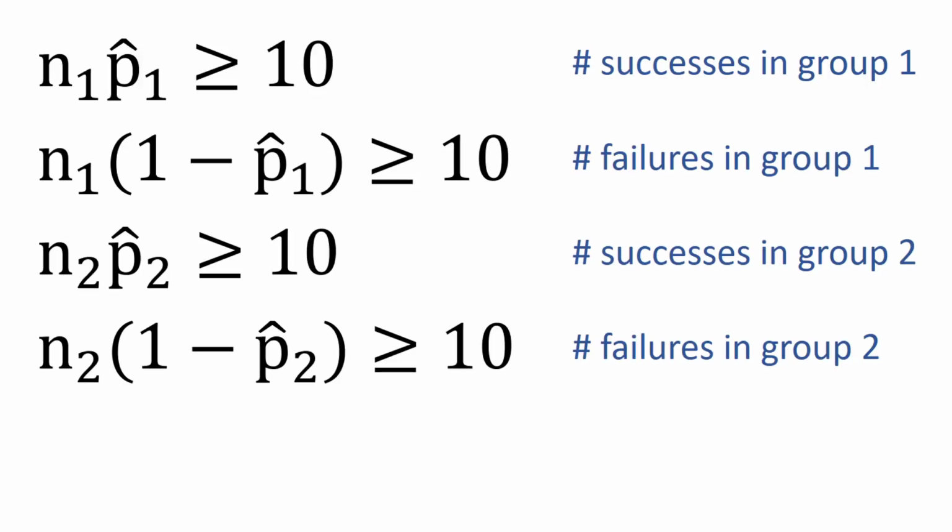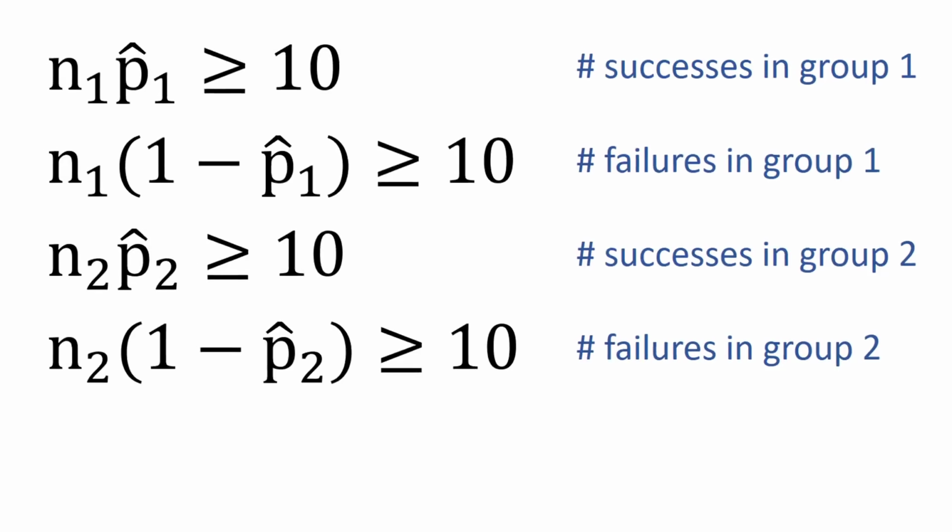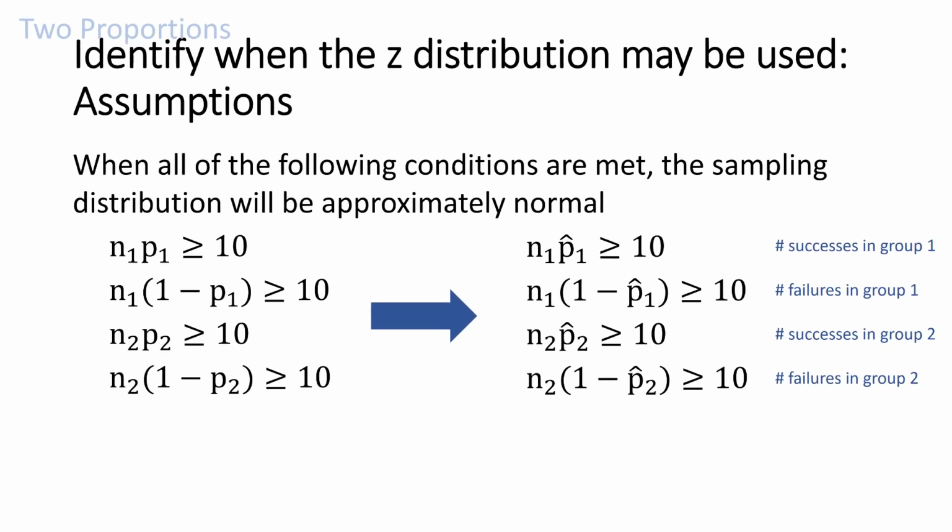So in order to approximate the sampling distribution with the z-distribution, when we're comparing proportions from two groups, either with a confidence interval or hypothesis testing, there needs to be at least 10 successes and at least 10 failures in both groups. What if this assumption is not met?